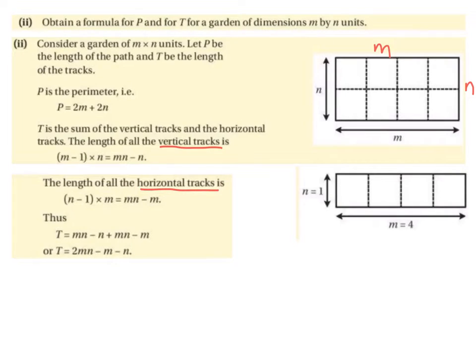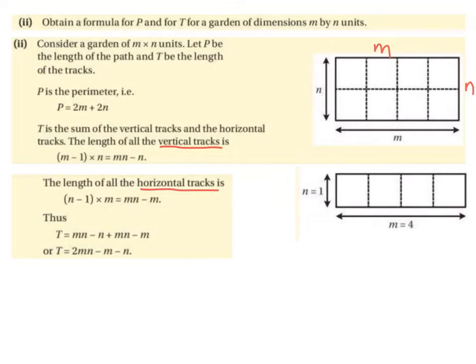So the length of all the vertical tracks is going to be m minus 1. In this case this was 4, and 4 minus 1 makes 3 vertical tracks. So it's m minus 1 times n. Whatever we sub in for our m, we're going to take 1 away and multiply it by whatever we have for our n. So m minus 1 times n is going to give us mn minus n.